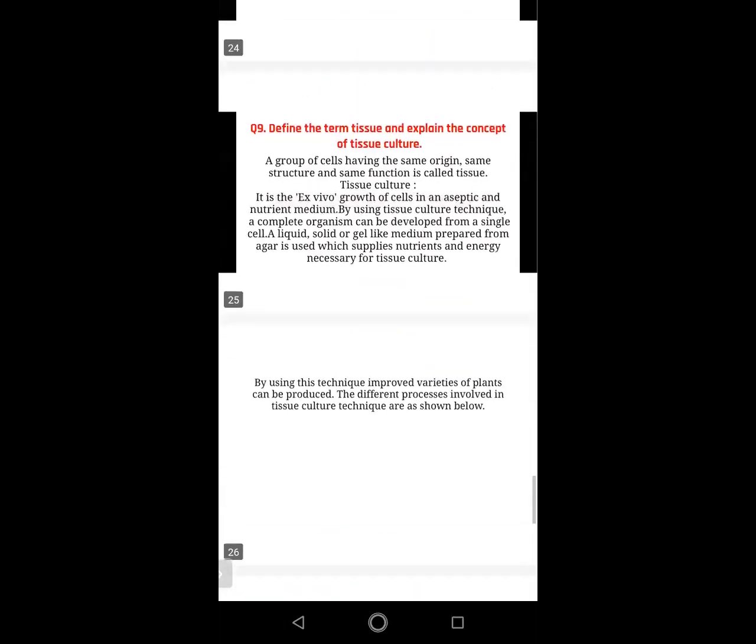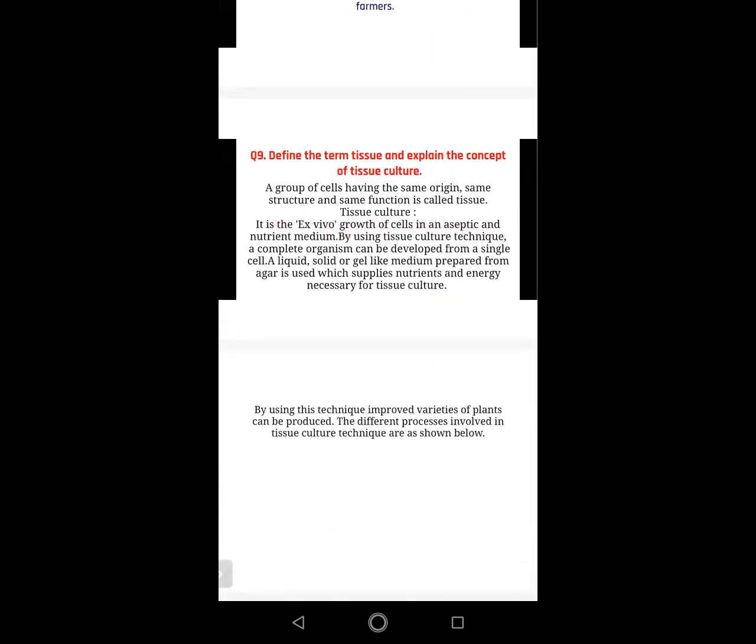Next is define the term tissue and explain the concept of tissue culture. The group of cells having the same origin, same structure, and same function is called tissue. Tissue culture means the ex vivo growth of cells in an aseptic and nutrient medium. By using tissue culture techniques, a complete organism can be developed from a single cell.